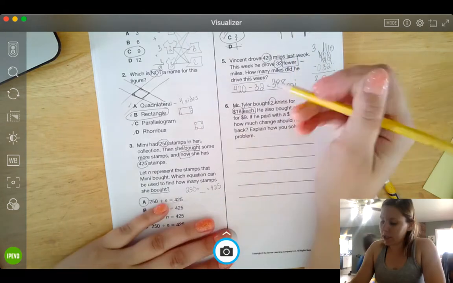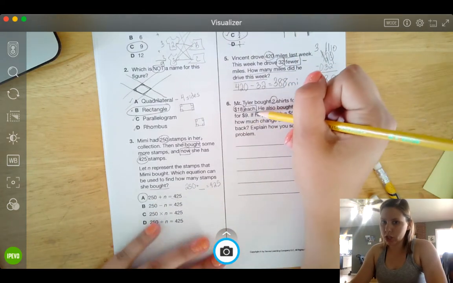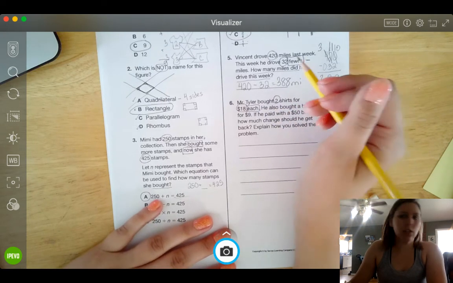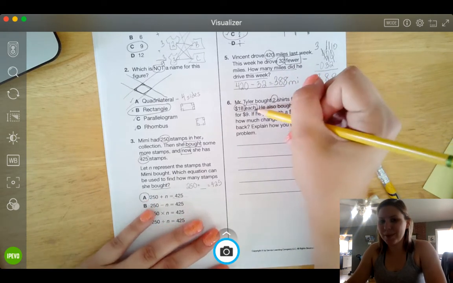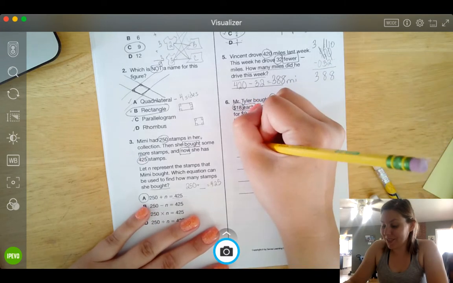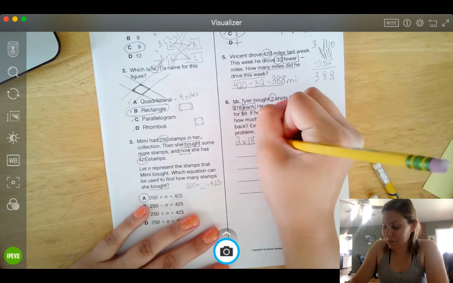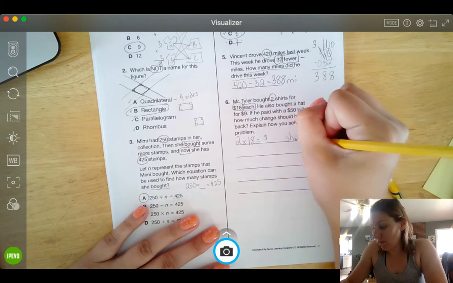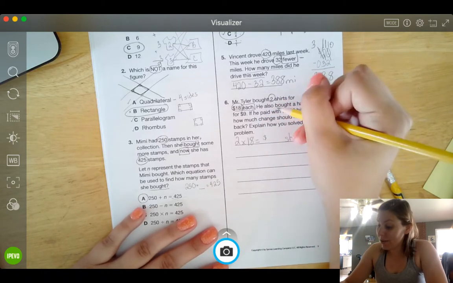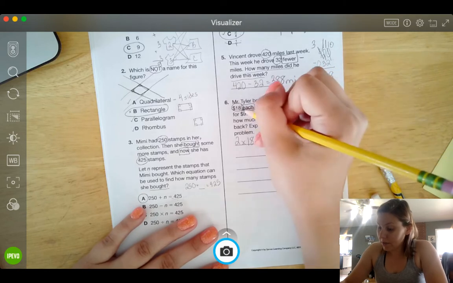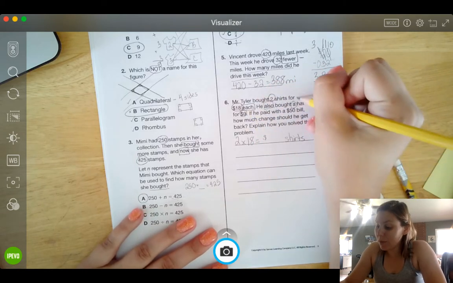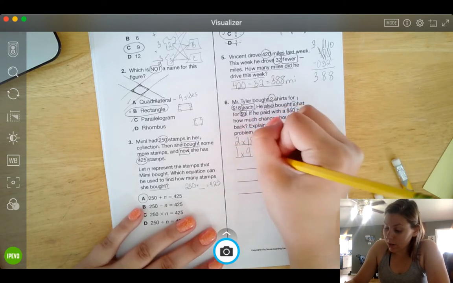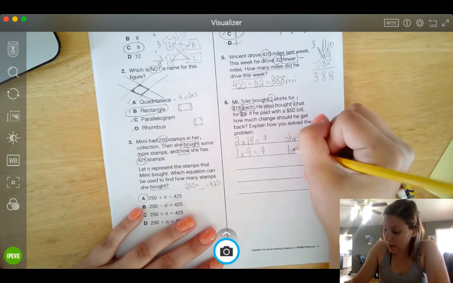So he bought 2 shirts for $18 each. Each tells me I'm going to multiply. So I have 2 times the 18 each. So I know that's the amount for shirts. Okay. He also bought a hat for $9. It says a hat, which means 1. So 1 hat times $9 is going to be that amount for his hat.